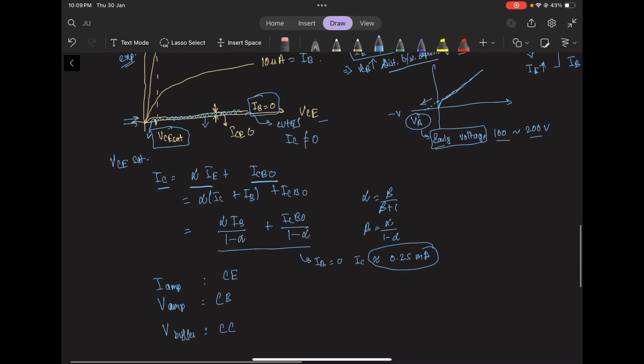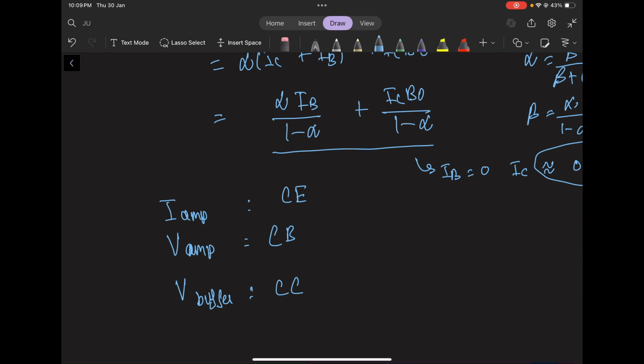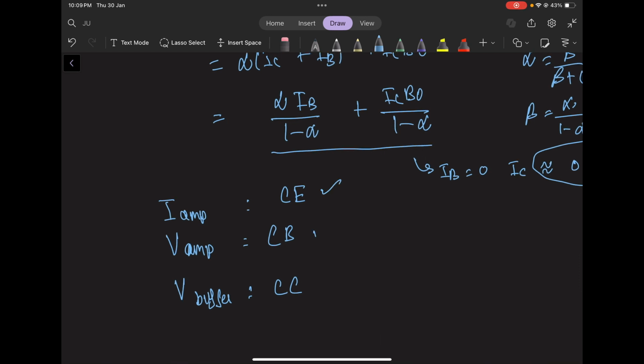Now, for the BJT, we have seen the common emitter mode and the common base mode. Common base mode is used as voltage amplifiers, and common emitter mode is used as current amplifiers. There's also a common collector mode which is mainly used as voltage buffers.